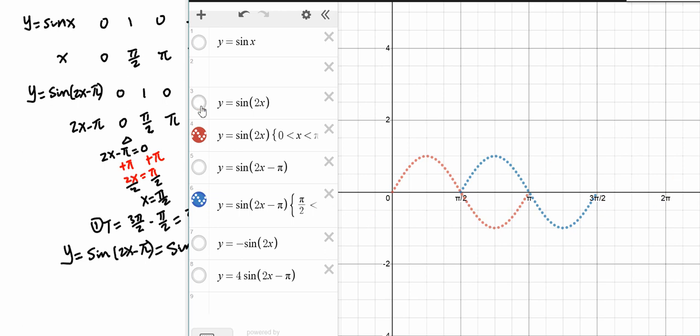So, okay, one more time. From sine x to the picture right here, you want to find this one first. And then shift this picture pi over 2 units to the right. You will have this one. Okay, this one. And then you know the whole picture will be like this.